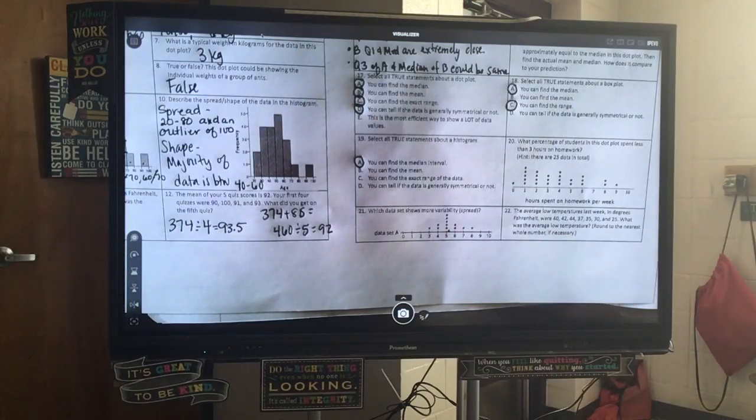Keyword exact. Yes, it is. Did she hear what she said? The key word is exact. No, because it's a histogram. And then you can tell if the data is genuinely symmetric or not. That one is a yes.